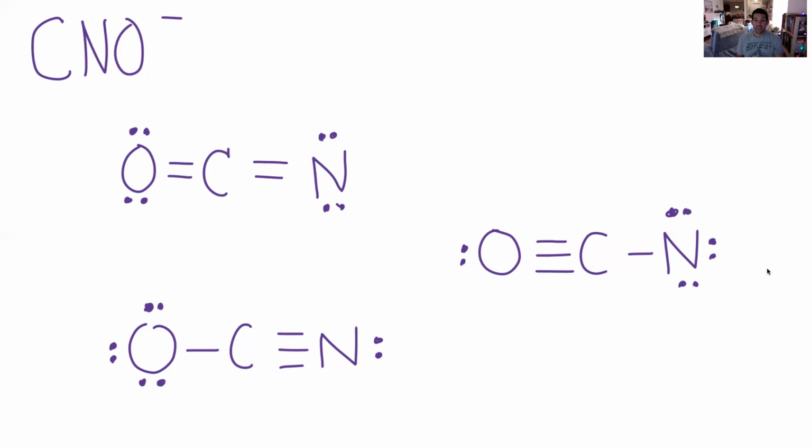A couple of different ways. All of these, in theory, would be valid based on how we learned to draw Lewis structures. But now we have this tool of formal charge to compare them. So if we look at the carbon in this upper left molecule, it should have 4 electrons. It is shown with 4 electrons, 1 electron each from those bonds. So carbon has a formal charge of 0.